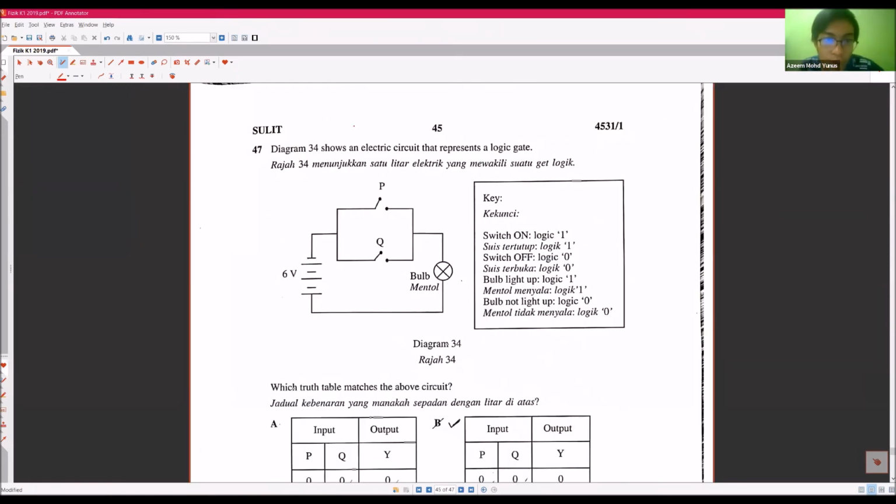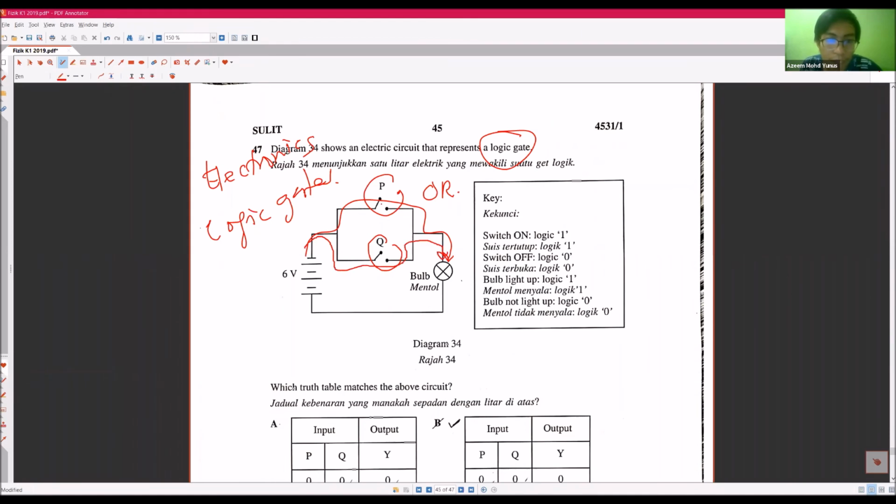47, diagram 54 shows electronics logic gates. So what is this type of gate? This is an OR gate, because if we switch on this, then the electricity can flow through the bulb. If we switch on this, it can flow to the bulb. But if we close both, then the bulb will not light up.